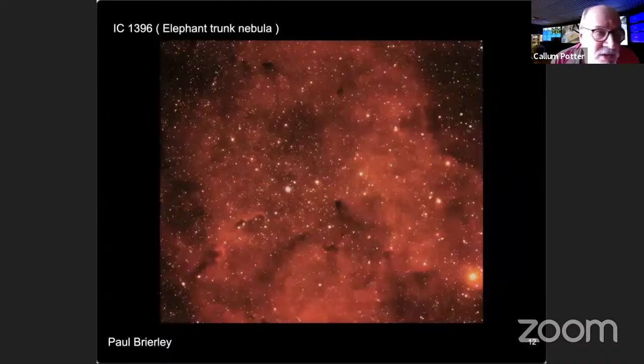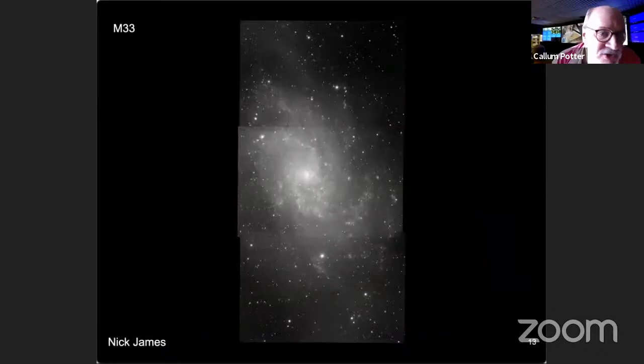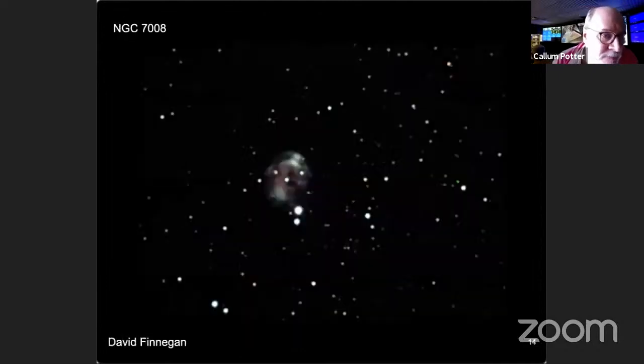Paul Brierley has produced a lovely Elephant Trunk Nebula. Nick James made this interesting mosaic of M33 using his automated telescopes in his back garden and doing auto mosaicing of it. So there's a couple of boundary lines visible. It's a really interesting high resolution image when you see it full scale.